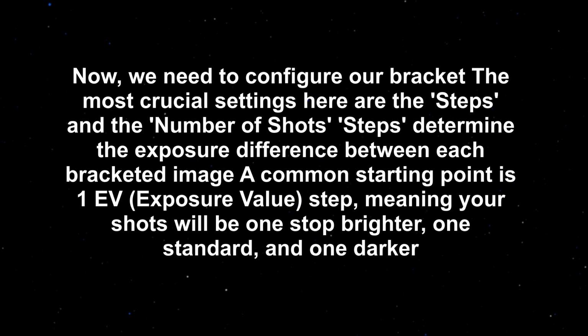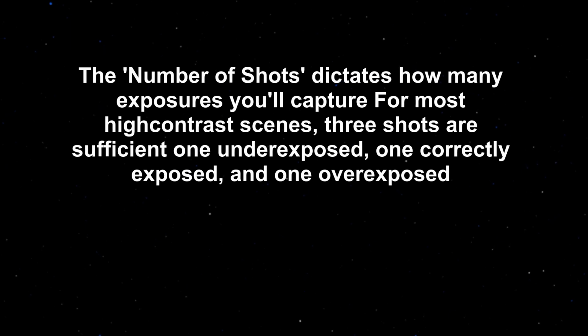Now, we need to configure our bracket. The most crucial settings here are the steps and the number of shot steps. Determine the exposure difference between each bracketed image. A common starting point is one EV (exposure value) step, meaning your shots will be one stop brighter, one standard, and one darker. The number of shots dictates how many exposures you'll capture. For most high contrast scenes, 3 shots are sufficient: one underexposed, one correctly exposed, and one overexposed.